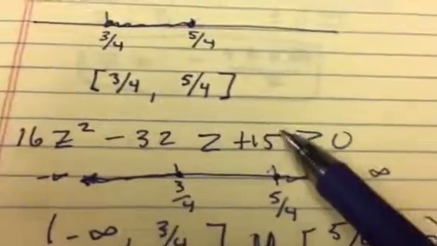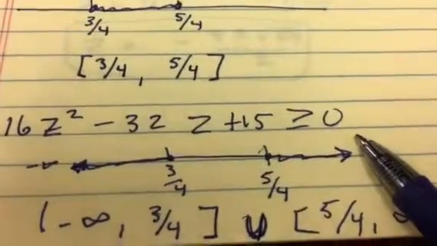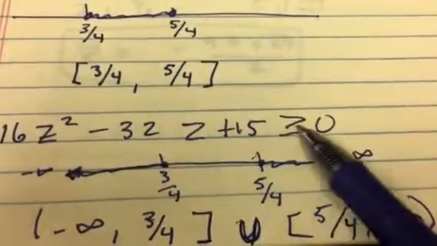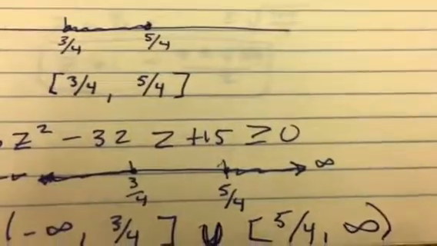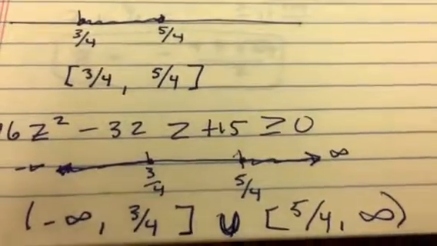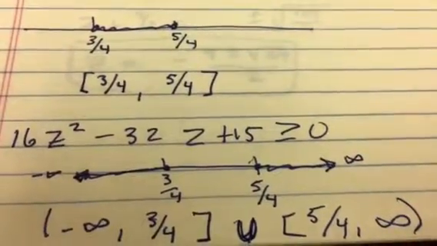With this one, notice this goes to negative infinity, and this goes to positive infinity. I have a bracket because it has an equal, and I have a union symbol because there is a break. So that's how you can factor trinomials and deal with trinomial inequalities.